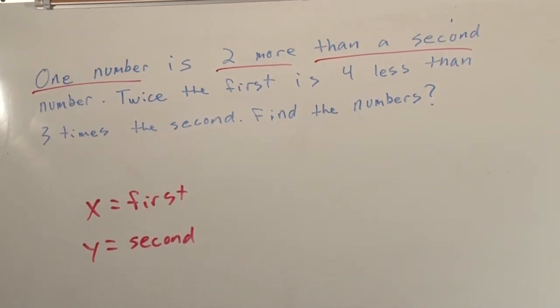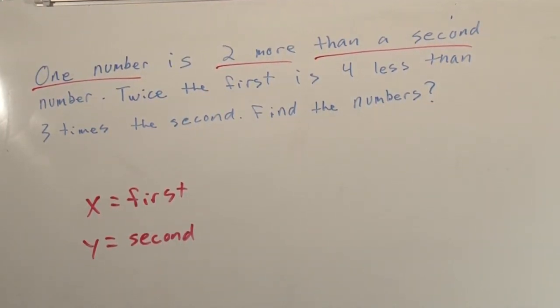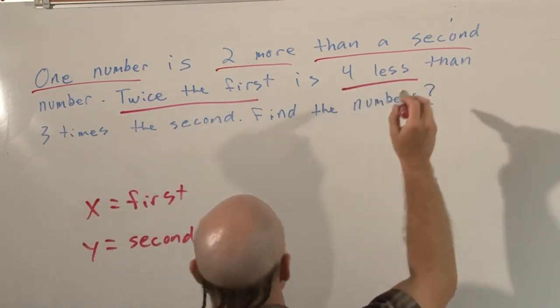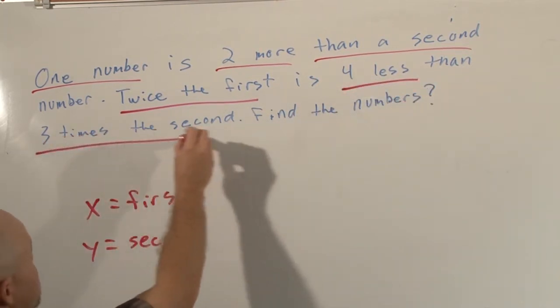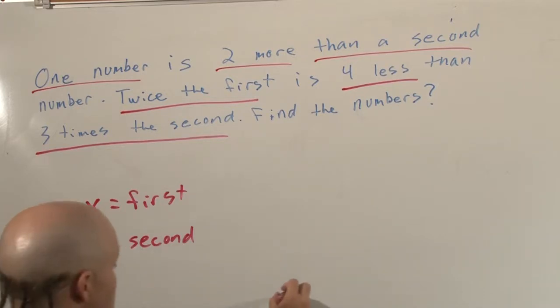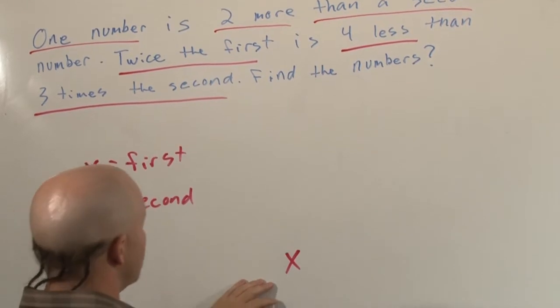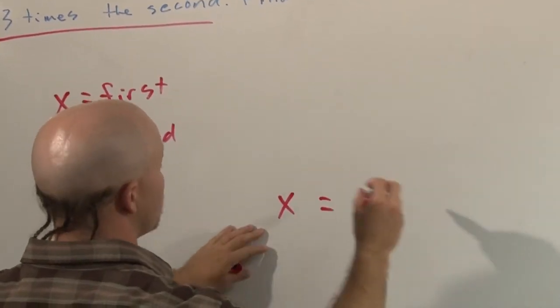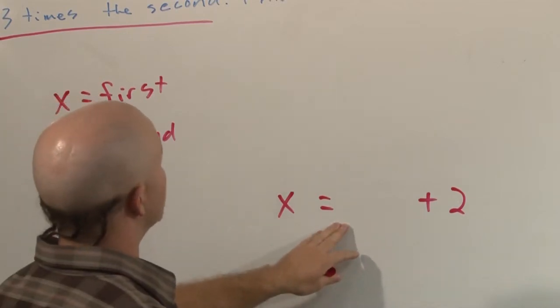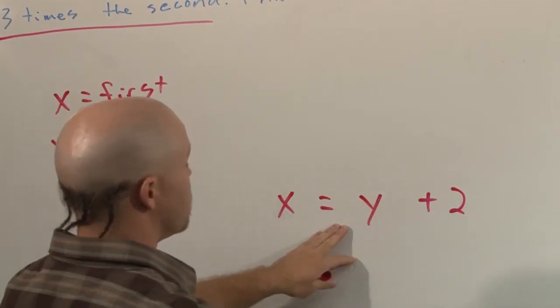Okay, so let's keep on reading. Twice the first is 4 less than 3 times the second. Using these things now, we've already identified our variables, so we have to translate this into equations. So one number, that's our first number, is 2 more. If it's 2 more than something, we're going to add that 2 at the end. And that something ends up just being the second number.